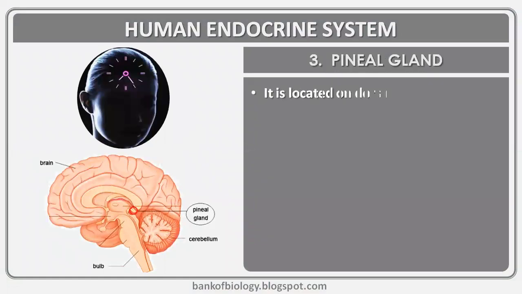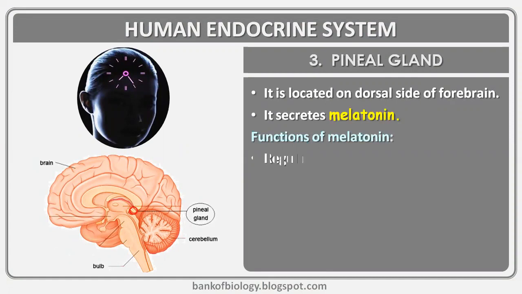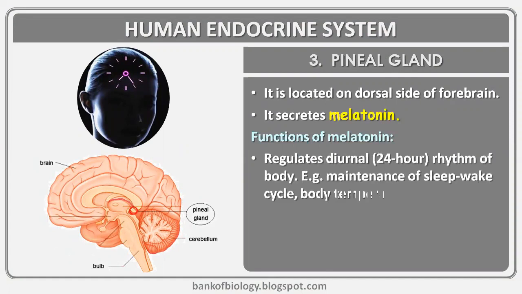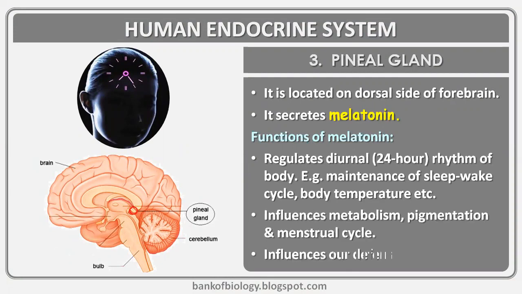Next, the pineal gland. It is located on the dorsal side of the forebrain, connected to the epithalamus, as we discussed in neural control and coordination. The hormone from the pineal gland is melatonin. The functions of melatonin: the diurnal rhythm, which we technically call circadian rhythm.